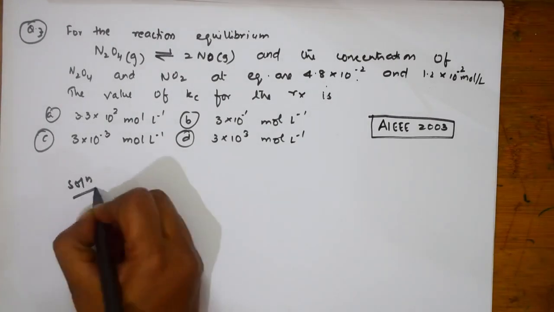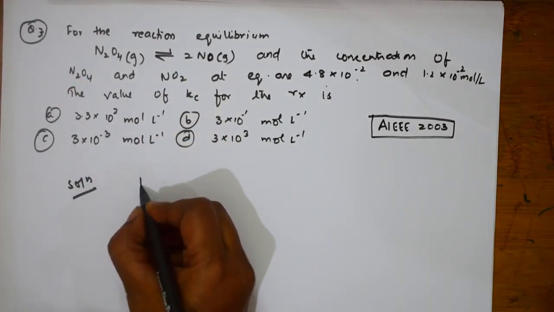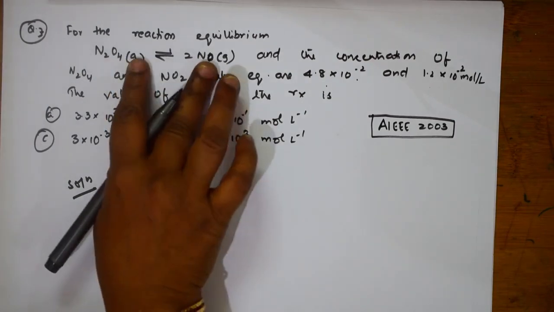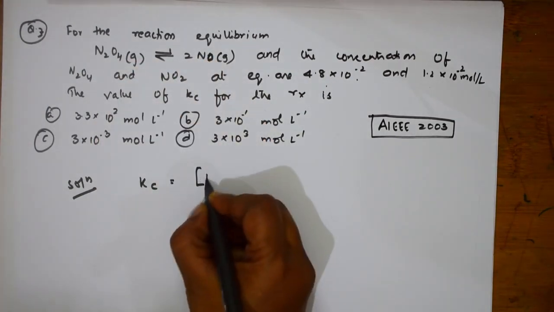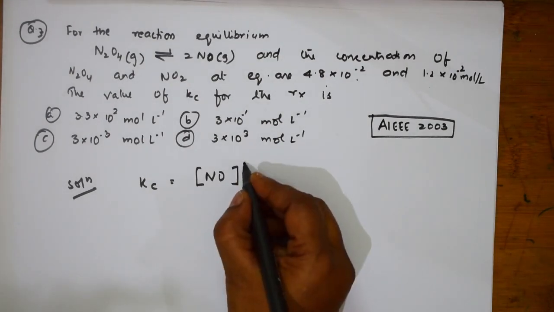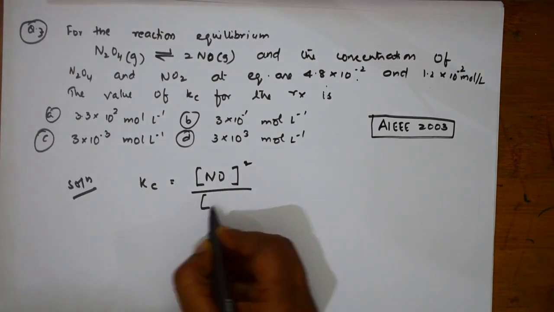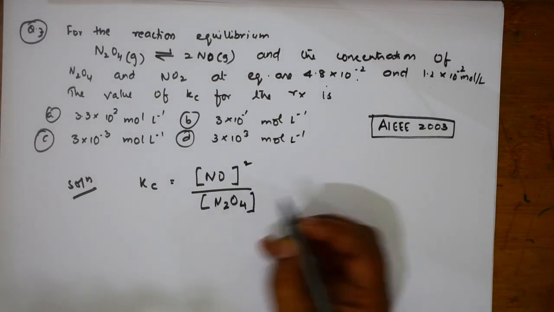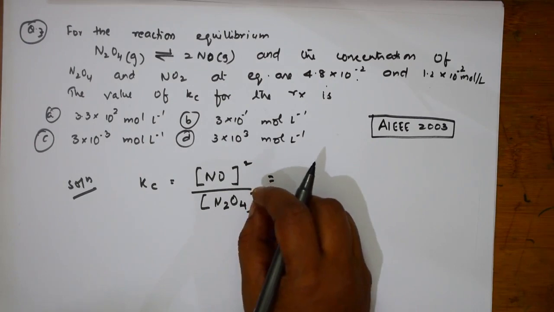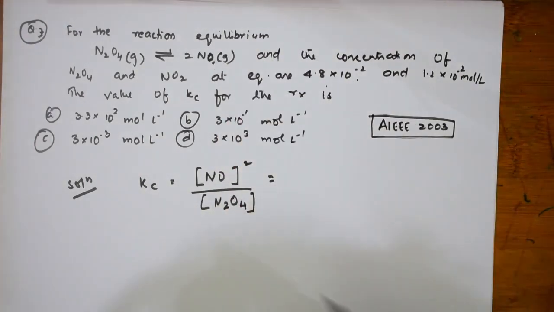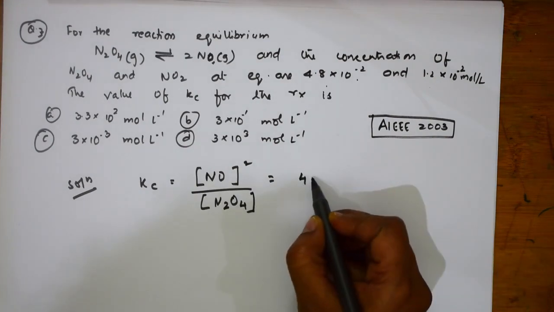What is this actually? They've given two things, isn't it? Now what is Kc? Kc is equal to concentration, because only two are there, of the product raised to its power by concentration of the reactant. Right, done. This is NO2, I think. Right, how much is this given?